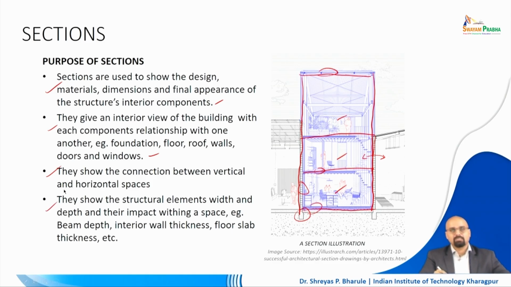Lastly, they show the structural elements, width and depth, and their impact within a space, right. So here itself you do see the interaction of structural elements. Your structural elements are like footing, your floor, your plinth beam, your ceiling beam, your columns, right. So how are all of these different entities interacting with each other? That is what you get to see through a section as well. If there are some columns which will be getting exposed on the interior because they are large size columns, or there are some floating columns all of a sudden on top, all of this is visible through the section.